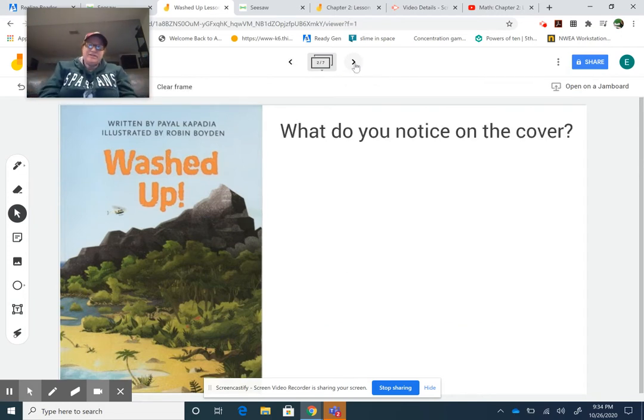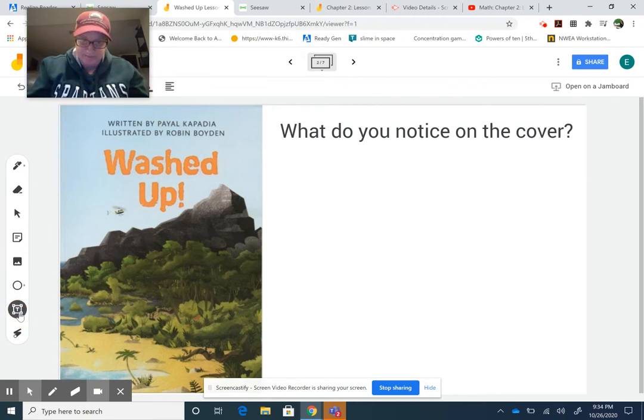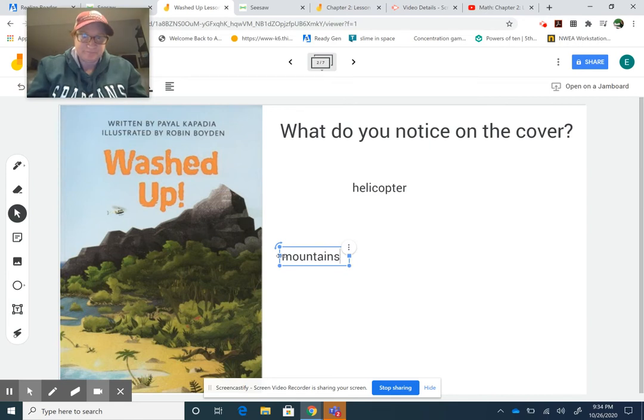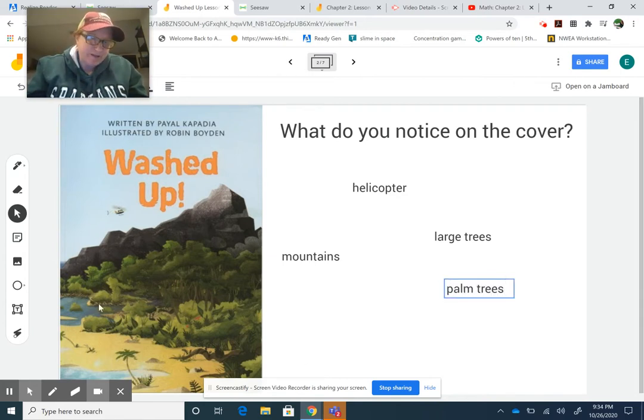All right, so let's do a little bit of noticing with the cover here. So what do you notice about the cover? Well, since I can't hear you because this is pre-recorded, I'm going to take some guesses. Some of you probably noticed a helicopter. There are also mountains. There are large trees. There's a beach. I would even say maybe those are palm trees. I'll put palm trees because not all palm trees are big.